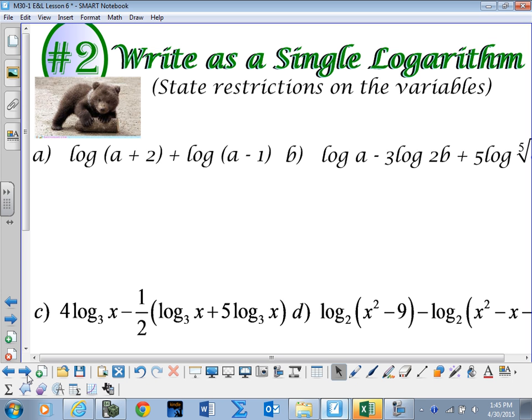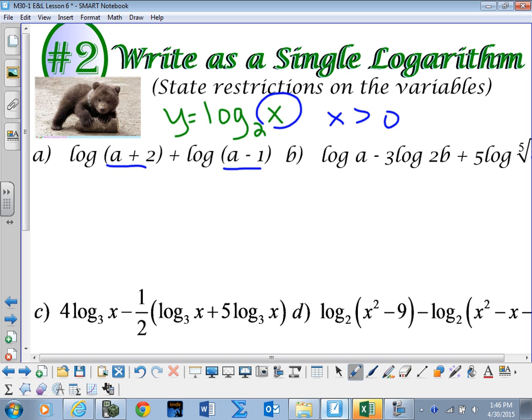All right, write as a single log and state restrictions. So we have to be careful with restrictions here. So if I use this as an example, y equals log base 2 of x. A reminder here of our domain. With our log functions, our domain here is x is greater than 0. Remember that vertical asymptote. That vertical asymptote means we have restrictions on our domain. So look at the position that x is in: this term, this term, this term. These are all in the position that x is in.